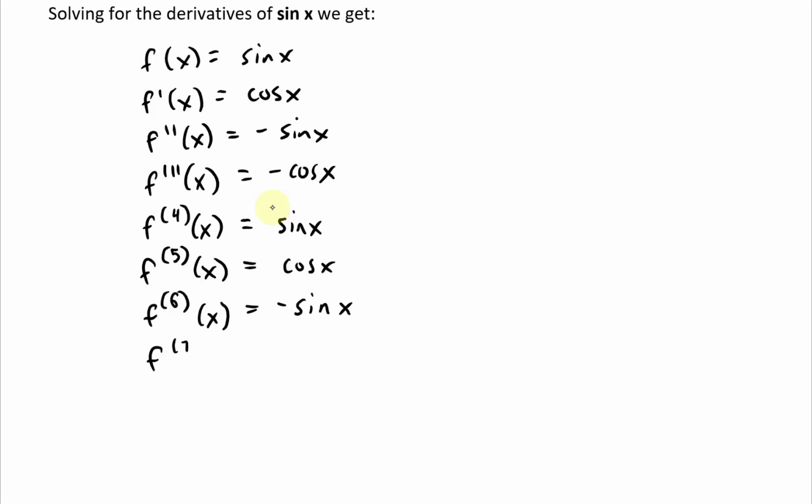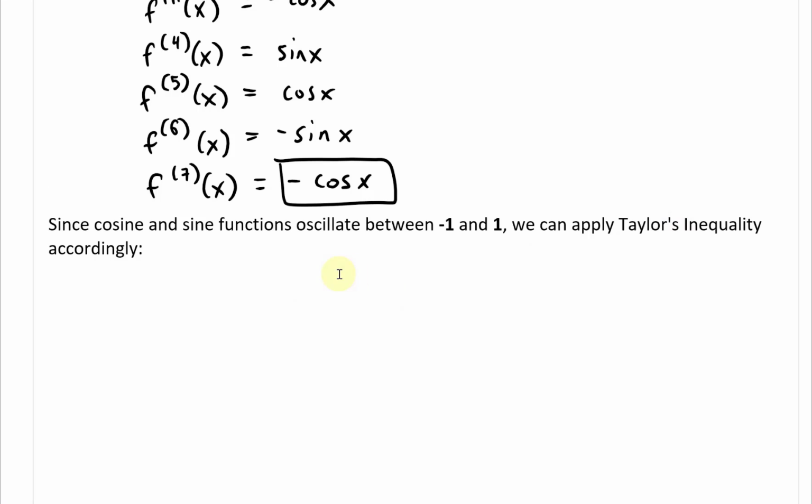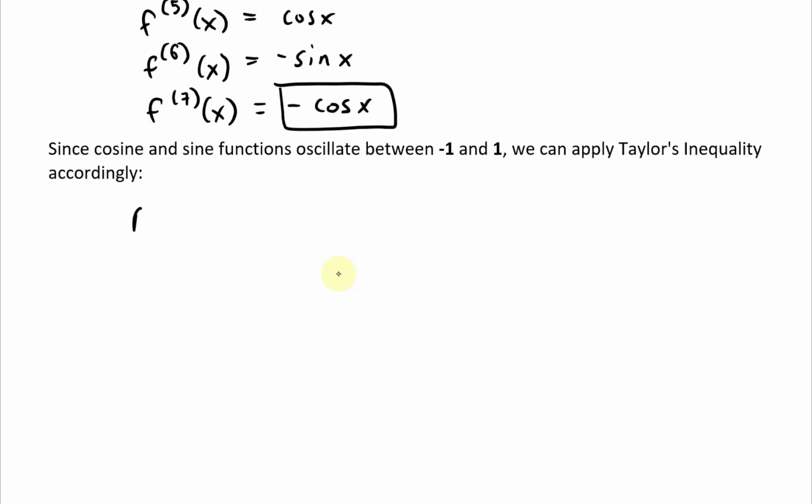The 7th derivative of f, f to the 7 of x, is going to be negative cosine of x, like that. So this is what we will use. Now, since cosine and sine functions oscillate between -1 and 1, we can apply Taylor's inequality accordingly. And we don't need to worry about the cosine graph, because that is the 7th derivative over there.